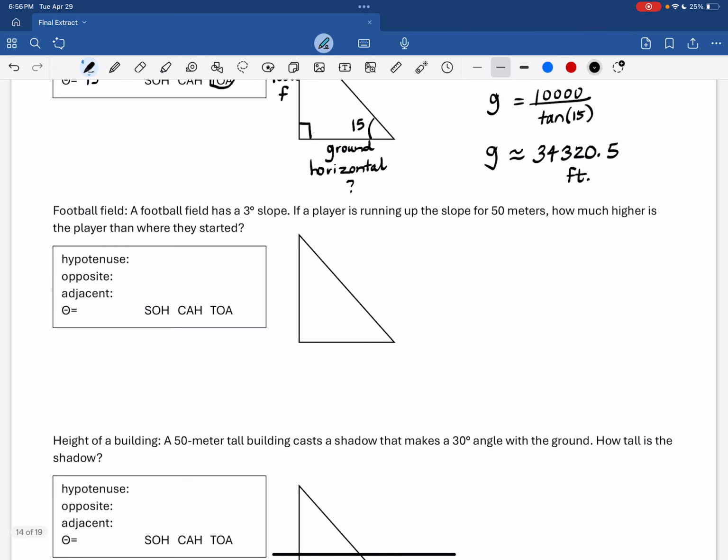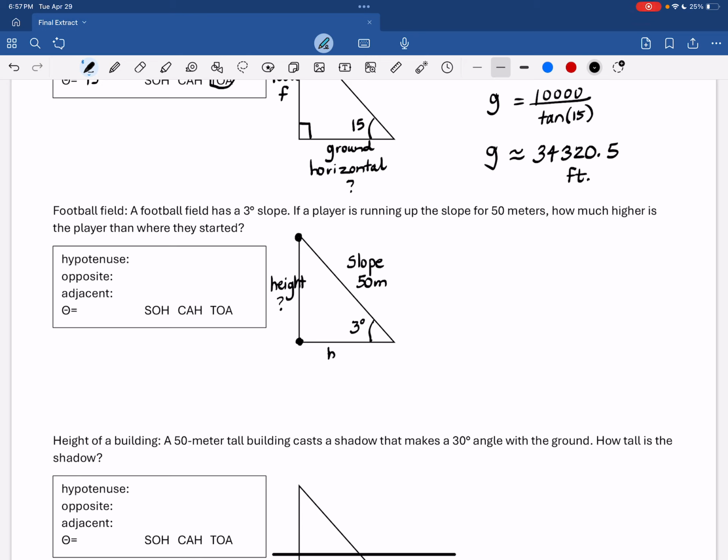Okay, a football field has a 3-degree slope. And remember, these are not to scale. I know that's more than 3 degrees. It's just a figure to look at. If a player is running up the slope for 50 meters, how much higher is the player than where they started? Boy, the grammar in that is not very good, is it? So we want to know the height of the player from where he or she started.